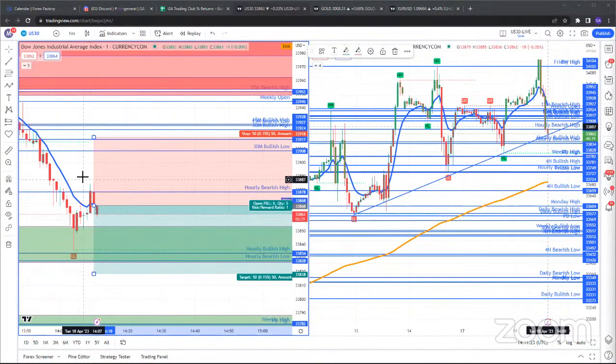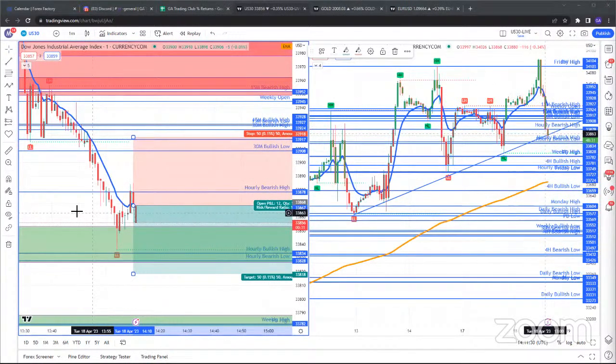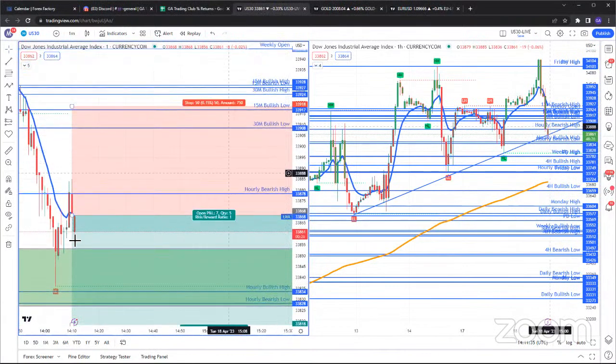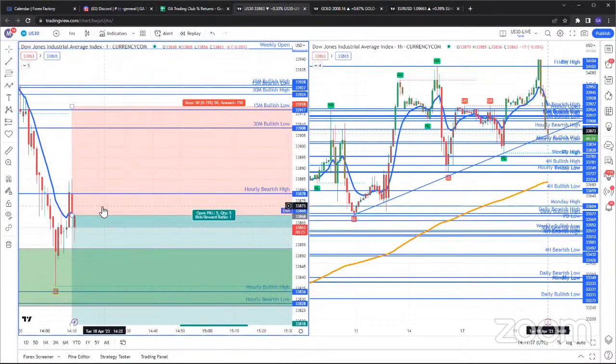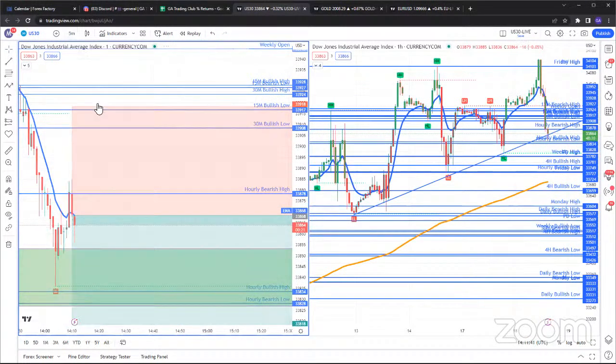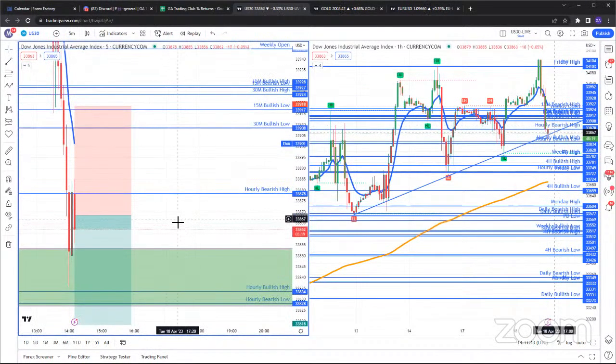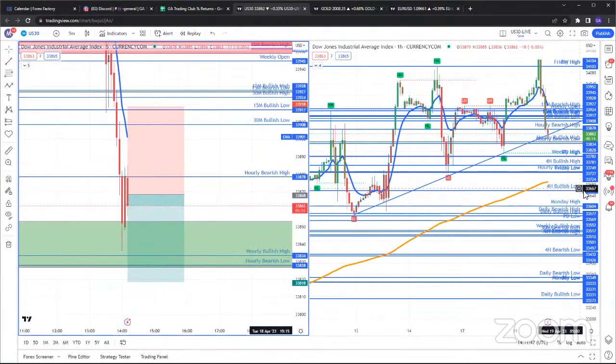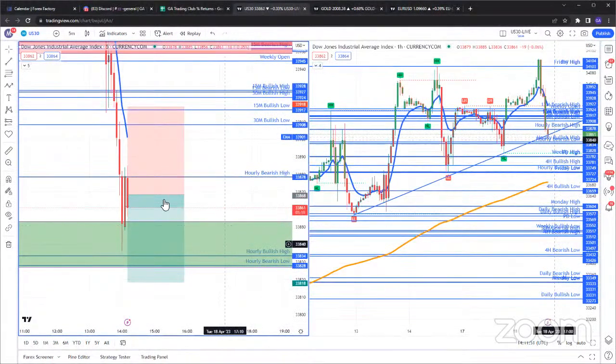Keep in mind, here we entered on the 1 minute time frame. The reason for that is that I was looking for this rejection around the hourly bearish high and bearish low. And then what I wanted to see is this exactness, right? So that's the reason why I dropped to the 1 minute time frame. But if you guys want to be safe, you can wait for the 5-minute time frame to give a confirmation. But the 1 minute time frame for me gave an early entry for that particular trade.